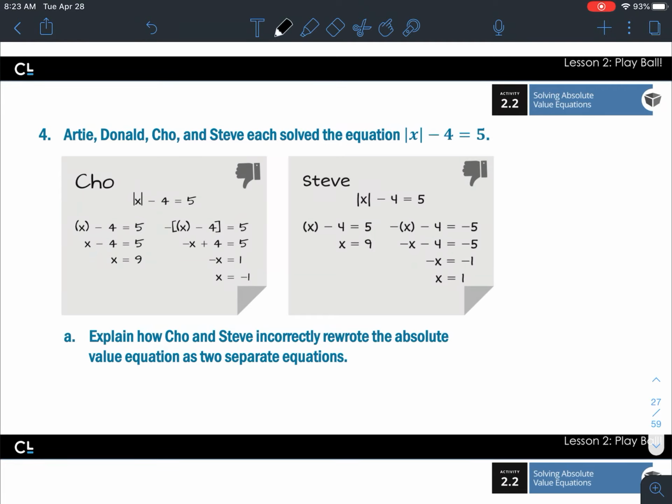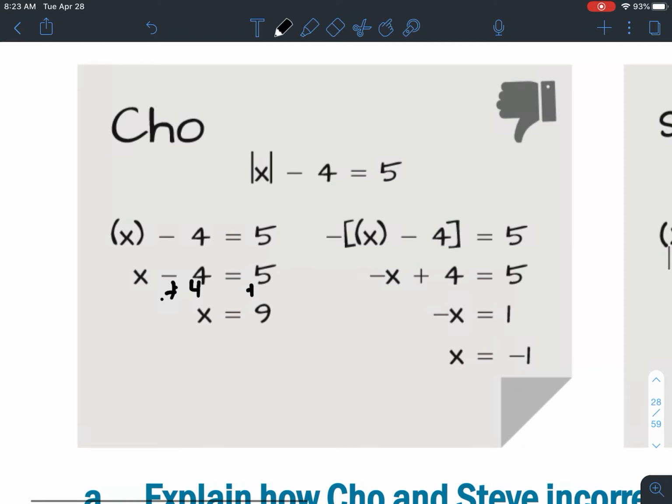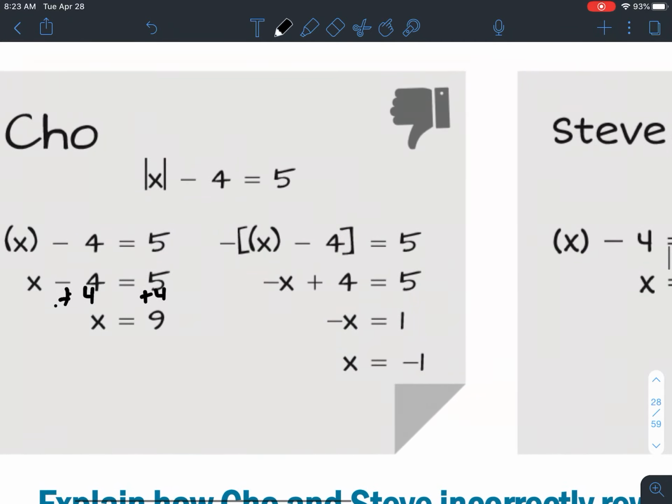Cho wrote it as absolute value of x minus 4 is equal to 5. He did parenthesis x minus 4 is equal to 5. X minus 4 is equal to 5. You add the 4 on each side. Gives you 9. And then he rewrote over here negative bracket parentheses x minus 4. So he distributed it in then. He minus 4 on each side and they divide by x.